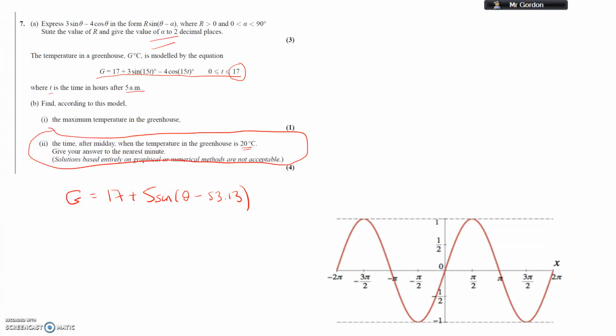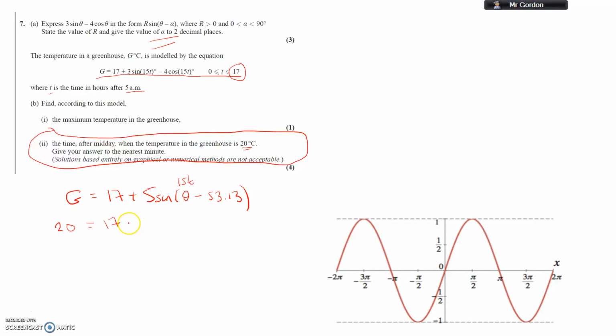Now, I have made a little error in the model here because theta, I've got to replace. If you see here, theta is now changed to 15t. So this part of our model should be 15t. And it says, when is the temperature, which is G, at 20? The temperature is obviously going up and down throughout the day, so when does it get to 20? So set it equal to 20.